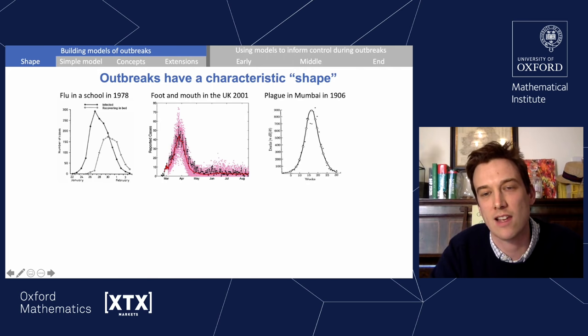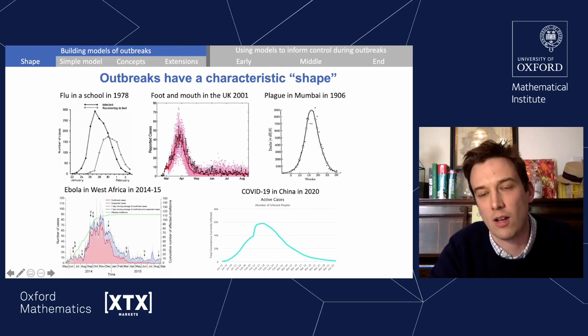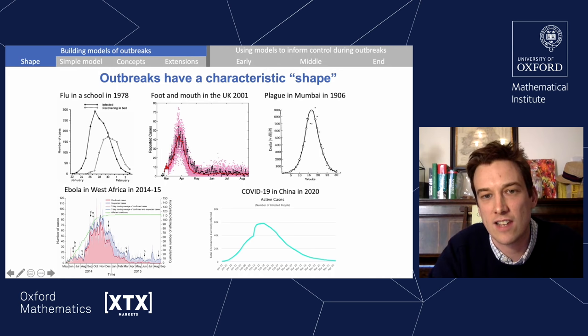Here's a more recent example. This is Ebola in West Africa, the largest Ebola outbreak in history. And again, we see a very similar looking outbreak shape. And here's one example from the ongoing COVID-19 outbreak. This is data from China, specifically data on the numbers of individuals currently infected in China each day throughout the outbreak. What you can see again is that the number of cases gradually increased up to some high level, then it turned over, and then the outbreak began to fade out.